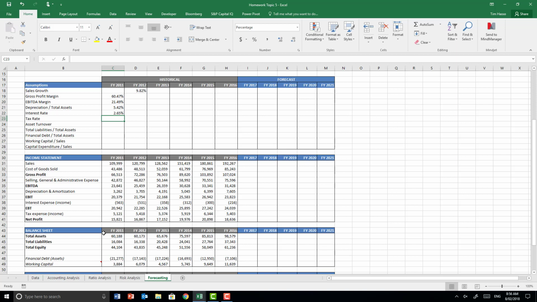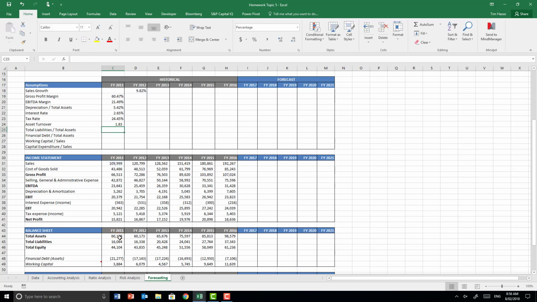We also need to calculate the tax rate, and the tax rate is going to be equal to the tax expense in this particular year, and we're going to divide it by the earnings before tax. So it's equal to 24.45%. We then have the asset turnover, which is equal to our sales divided by our total assets.